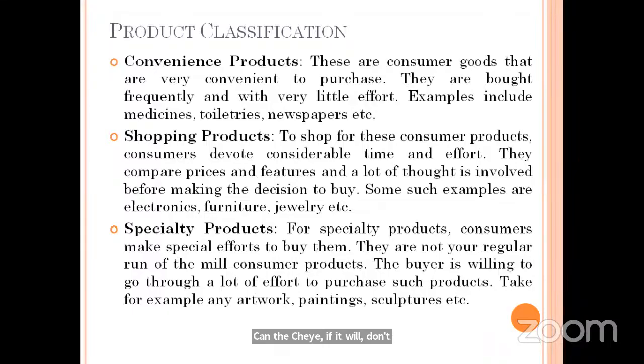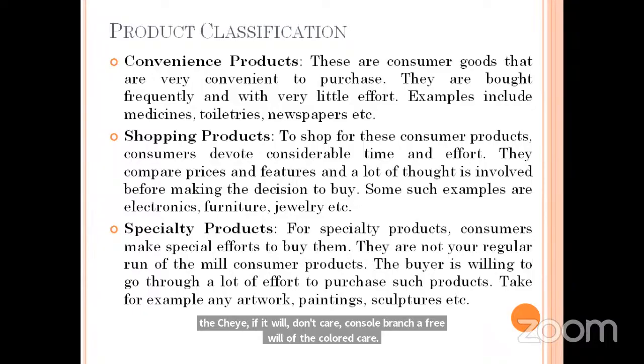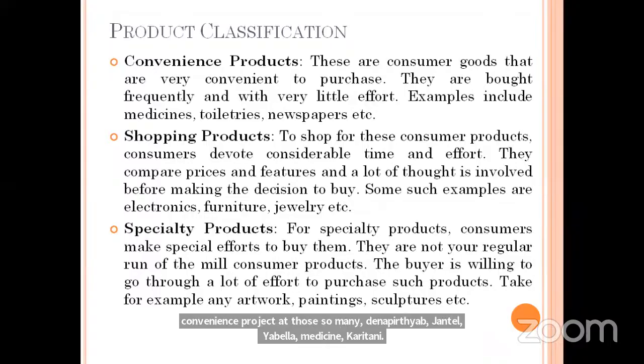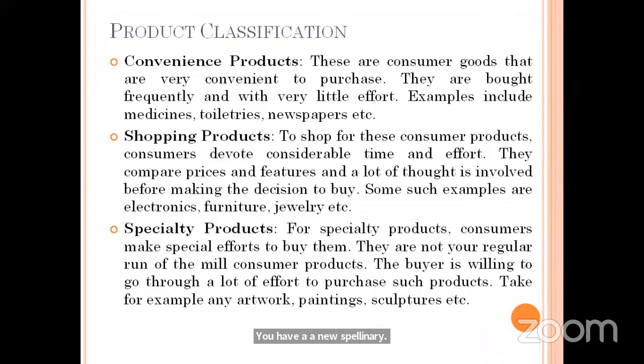So you have to spend time to buy the product. Whereas in convenience products, you don't have to spend time. You know you have to buy this medicine, this newspaper, this is what I need. So you are fixed with the product. But in shopping products, it is completely open. You will choose your product. Fine. So the third one is called specialty products.